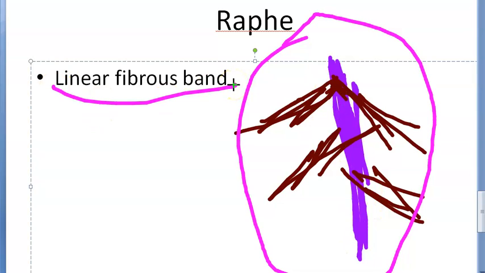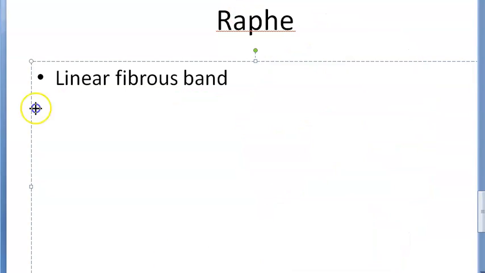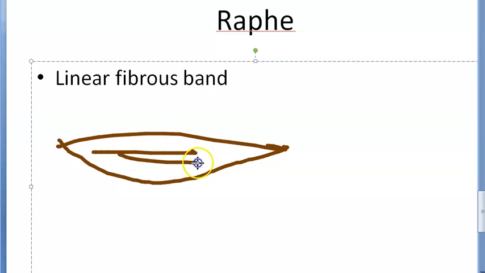This is the raphe. It is a linear fibrous band formed by interdigitation of the tendinous or aponeurotic ends of muscles. The muscles' aponeurotic ends or the tendinous ends are coming and attaching here. What do you mean by tendon and what do you mean by aponeurosis? What is the difference? Tendon is something like, let's say this is a muscle. This is a tendon. This is the tendon of the muscle. It will attach the muscle to the bone, okay.